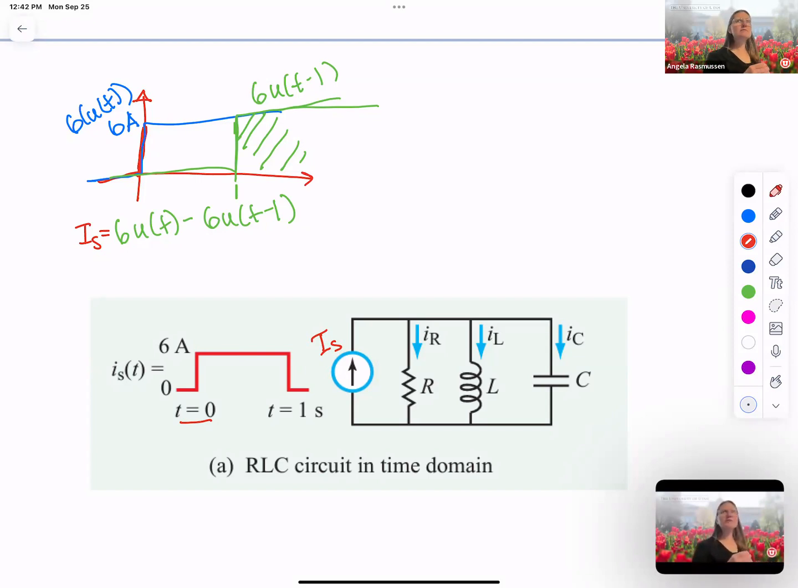Other questions? Okay, so I want you guys to break up into small groups. I want you to redraw this circuit with the model of the S domain for the elements and change this signal into the S domain. And then we'll chat.